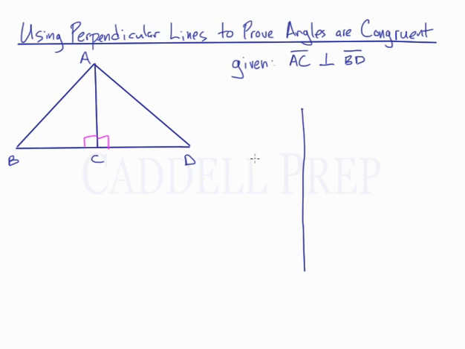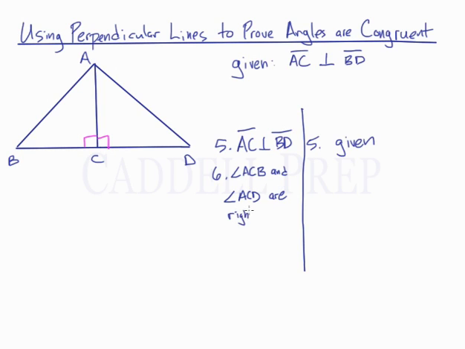So if we have our proof, I'm just going to jump in somewhere in here and say maybe this is step 5. Let's write this given information. AC is perpendicular to BD. This is given. Okay, after we write this step, what we should write is that angle ACB and angle ACD are right angles. And the reason for that is perpendicular lines form right angles.